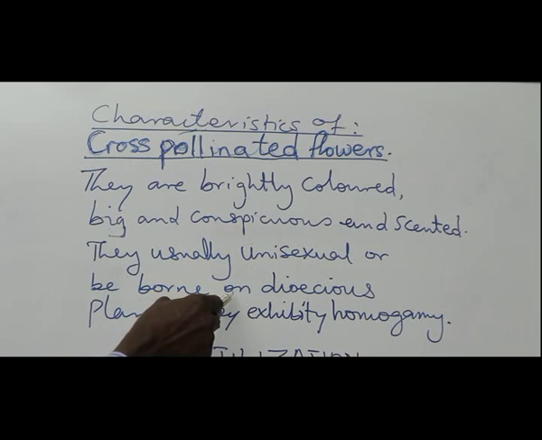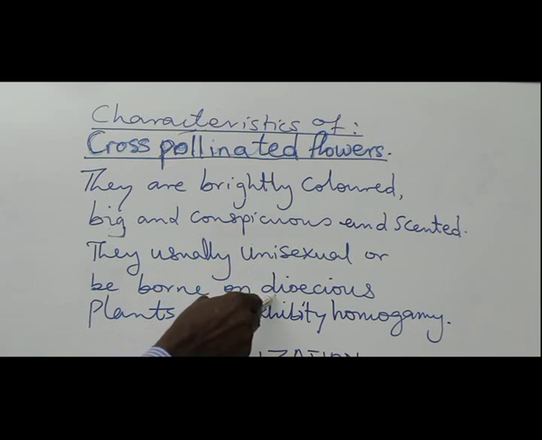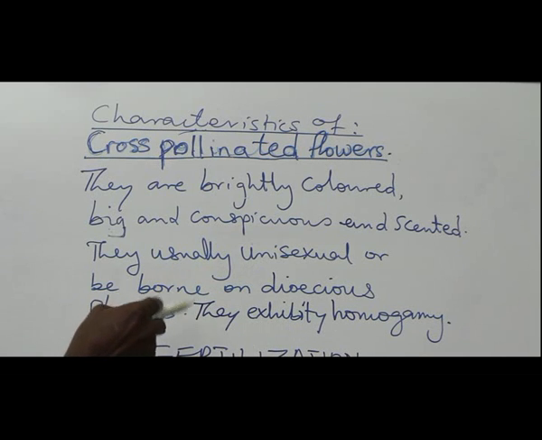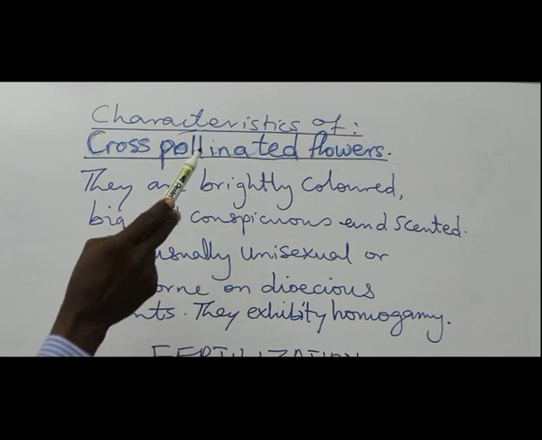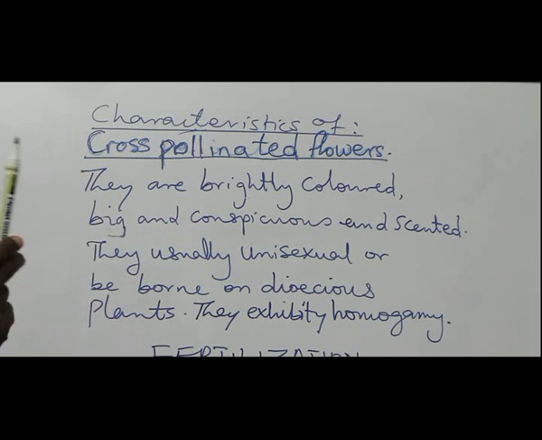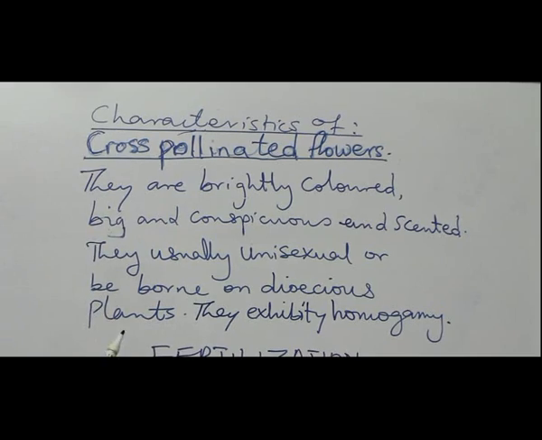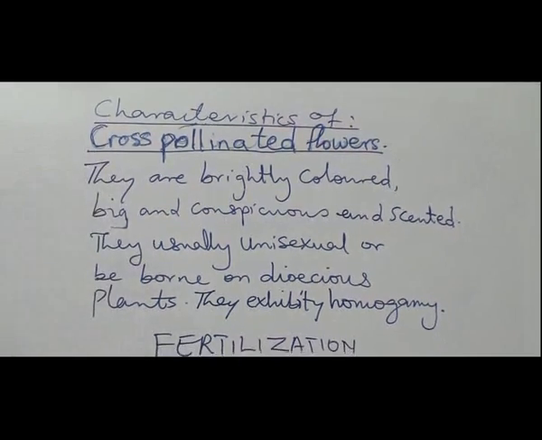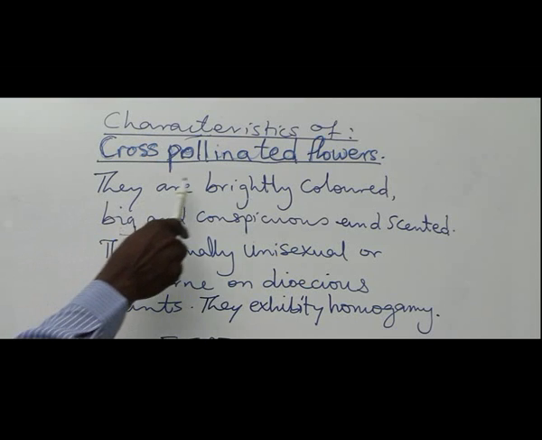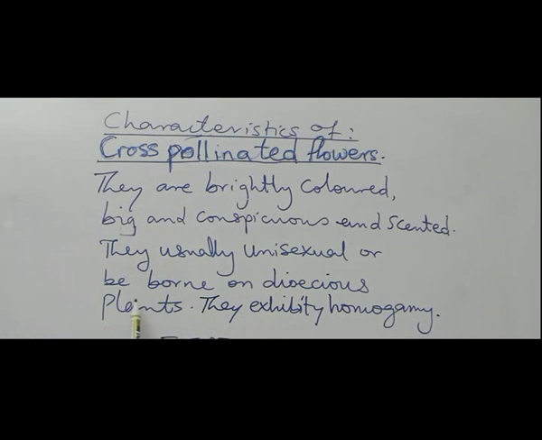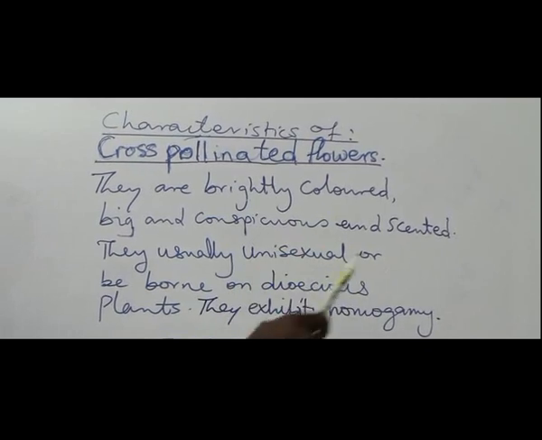And if the flowers are borne on dioecious plants, a dioecious plant is a plant that bears only either the male or female flower. So the possibility of self-pollination is not there except cross-pollination. In cross-pollination, we say they exhibit homogamy. In homogamy, the stamen and the ovary mature at the same time.